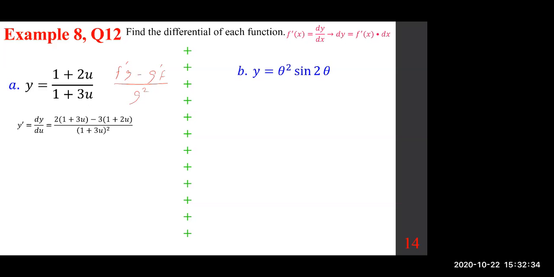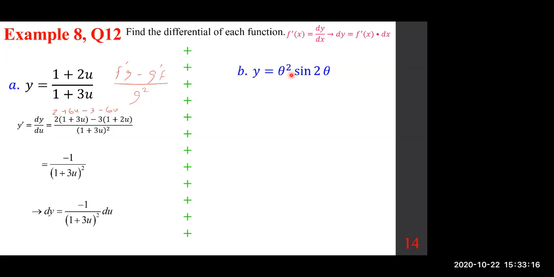Now all you have to do is simplify the top. This is 2 plus 6u minus 3 minus 6u, and the numerator simplifies to -1. The denominator is just whatever it is. So practically you're done. The last step is to write dy. dy is f prime of x dx. In this case, dy is whatever you have here times du, because the independent variable is no longer x, it is u.